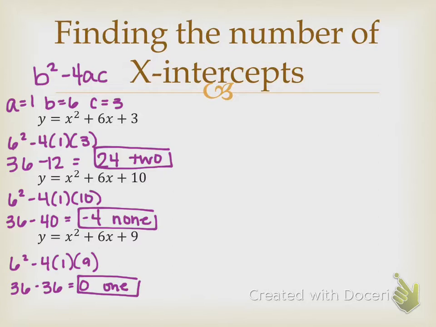Now, the one thing that I want to warn you about is a lot of people, whenever they get 0, they just automatically write none beside it because they think, oh, 0 means none. No, remember, 0 is actually one place on the graph, and it will touch the x-axis at one point, all right? So that is how we find our x-intercepts, solutions, and roots by using the discriminant, which is written right here, b squared minus 4 times a times c.